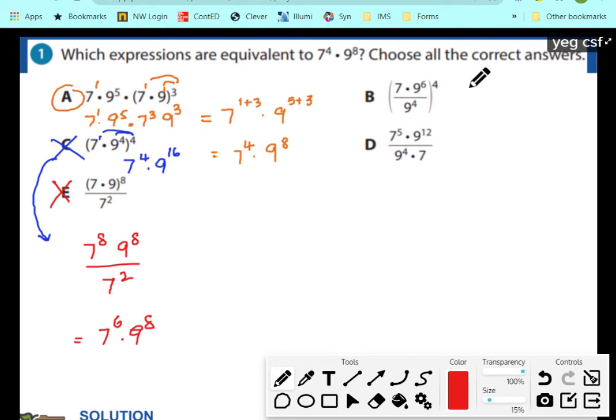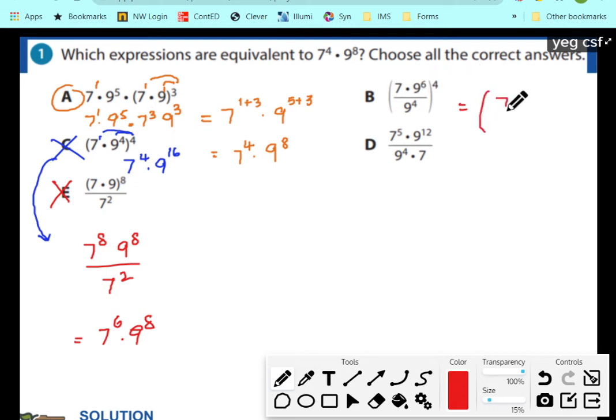Next, B, let's distribute this 4 to everything. Or before you do, you can do this too. Once you get familiar, you can skip a lot of steps. Since I'm explaining, I'm writing steps, but you can skip a lot of steps.